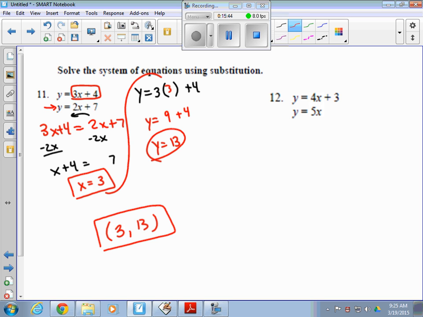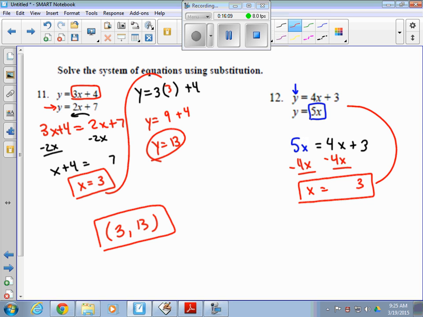And 12 is even easier because since this one only has a monomial following it, 5x, in place of y, you can plug in 5x equals 4x plus 3. Subtract 4x on both sides to get the x's on the same side. 5x minus 4x is 1x is equal to 3. x's value is 3. Plug that back into the easier looking version, y equals 5 times x, or y equals 5 times 3. y's value is 15. We have x's value already. The solution, x comma y, 3, 15 is your solution.